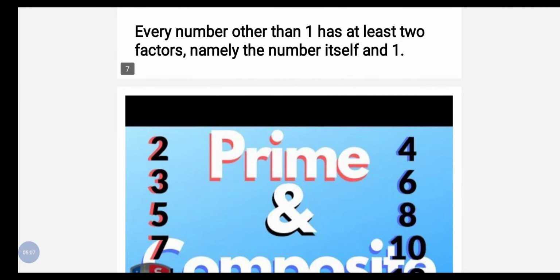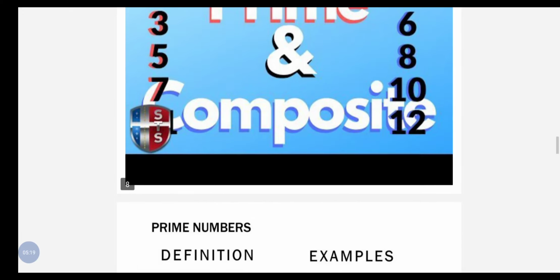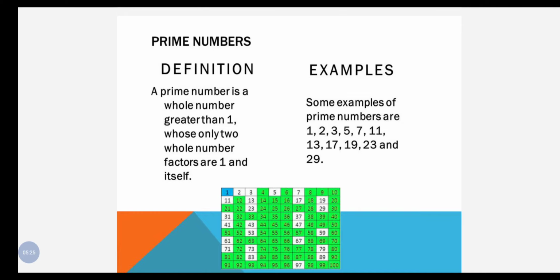Now, if we are talking about factors, there are certain new terms that you will have to study along with factors. These are prime and composite numbers. So let's learn about these numbers. Firstly, we will discuss prime numbers. See, a prime number is a number greater than 1 whose only two whole number factors are 1 and itself. Means a number which is greater than 1 and has only two factors.